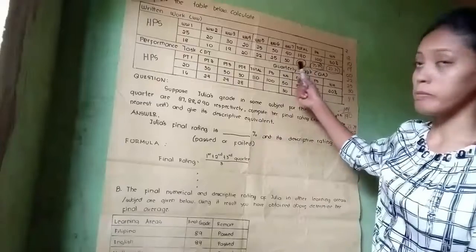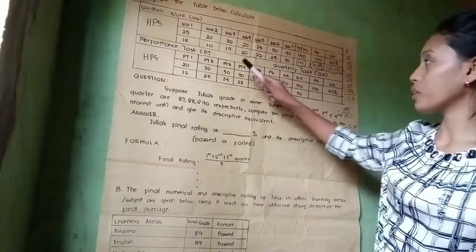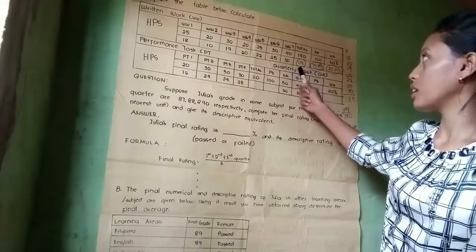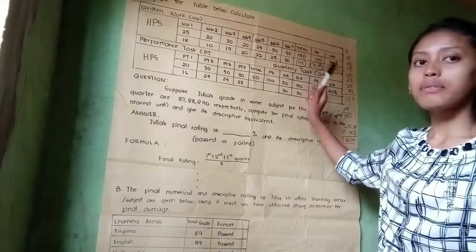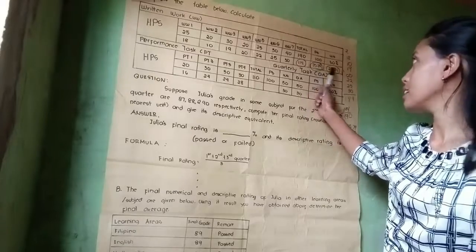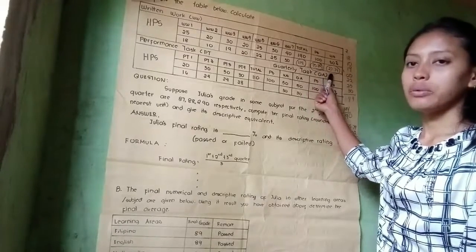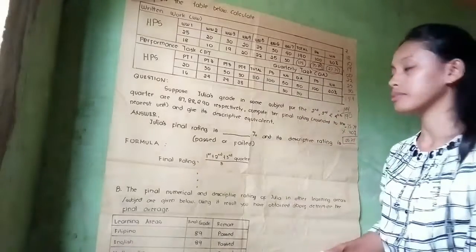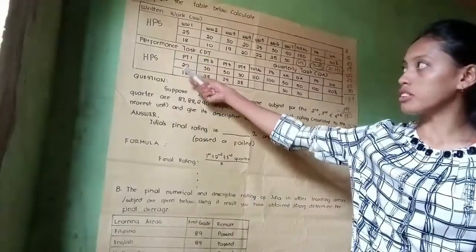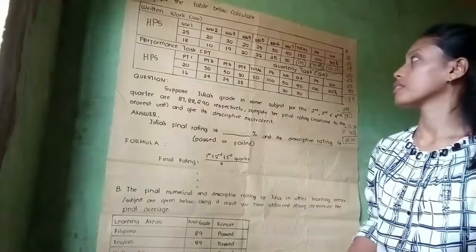So the missing values in the box in the written work are: the total is 144, the possible score is 75.79, and the written work weighted score is 22.74. Let's move forward to the performance test.